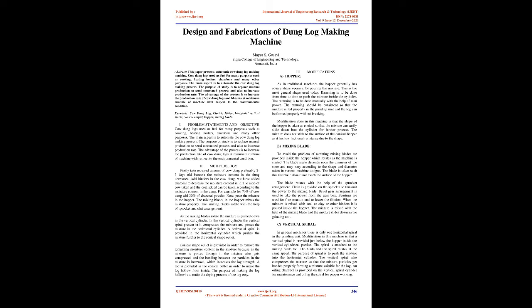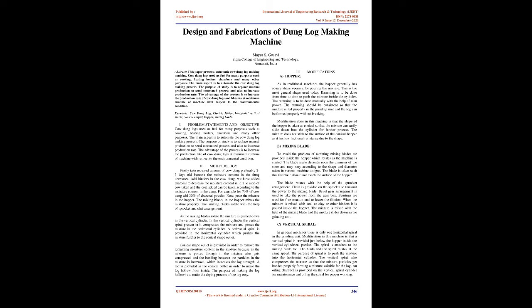The purpose of the study is to replace manual production with a semi-automated process and also to increase the production rate. The advantage of the process is to increase the production rate of cow dung logs and bhasma at minimum runtime of the machine with respect to the environmental condition. Keywords: cow dung log, electric motor, horizontal vertical spiral, conical output, hopper, mixing blade.